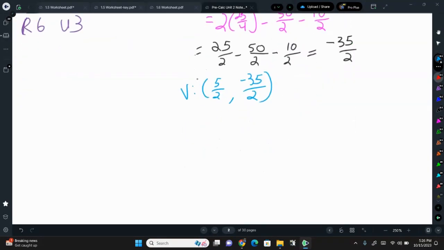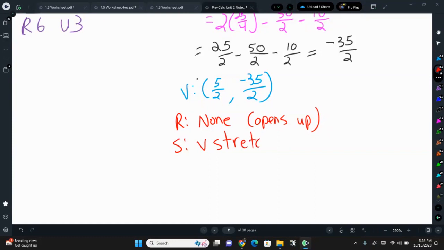And then describing it, there is no reflection, so it opens up. There is a vertical stretch. In translation, we are right 5 halves and down 35 halves.